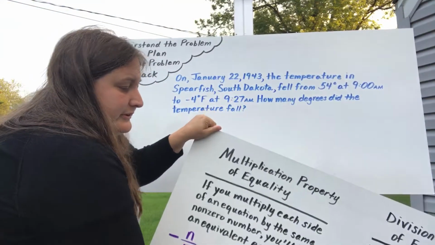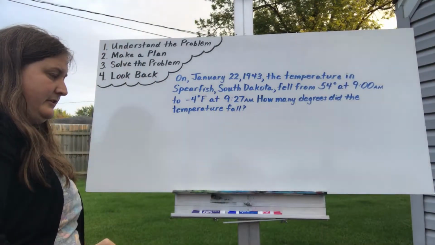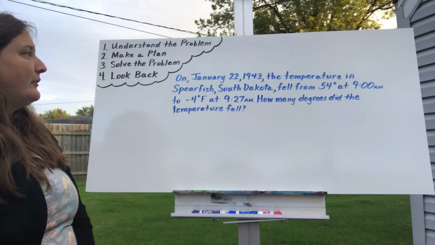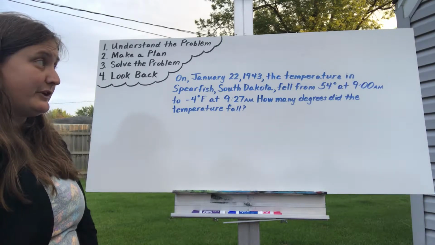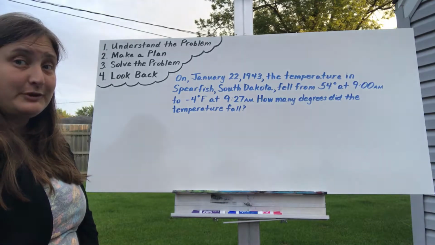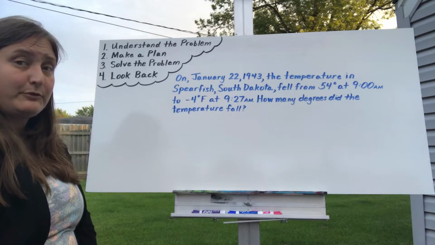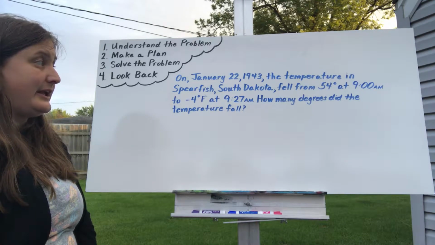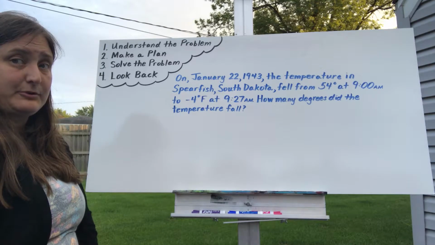So let's use this to solve a real-life equation. On January 22nd, 1943, the temperature in Spearfish, South Dakota fell from 54 degrees at 9 a.m. to negative 4 degrees at 9:27 a.m. How many degrees did the temperature fall?